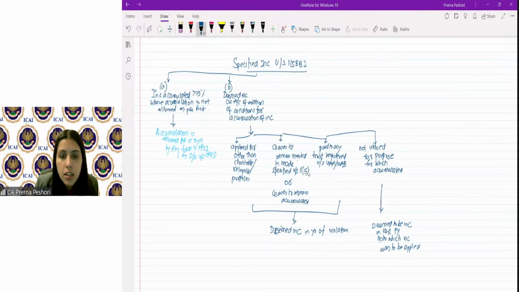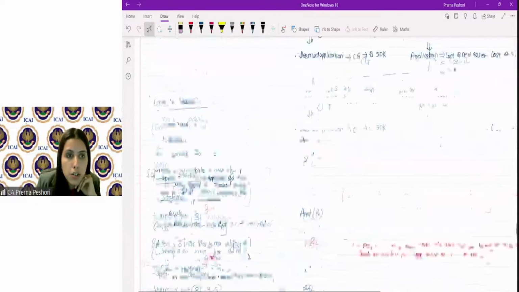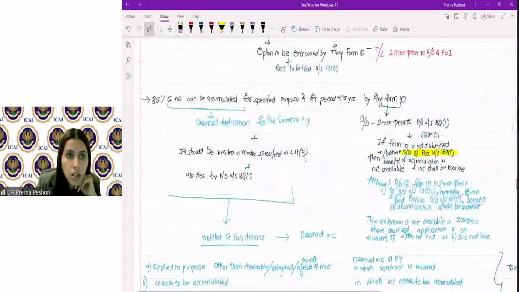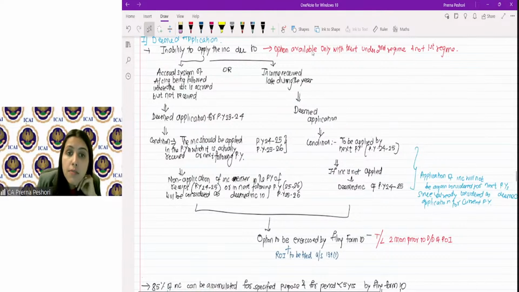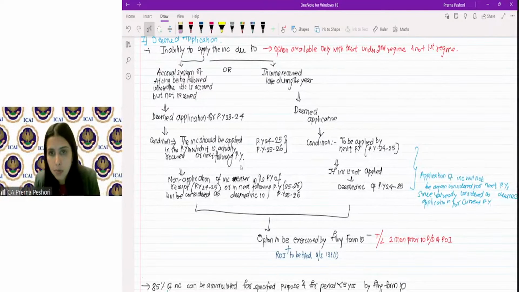Okay. Then what is the fourth scenario? Deemed income on account of violation of the conditions which are basically in relation to the income not received or income received late. So if the income is not received during the current year or income is received late, then it is considered as deemed application, but the condition is that the income should be applied in the previous year in which actually received or the next following year, and in case it is received late, then it is to be applied in the next previous year. If income is not applied, then this will be considered as deemed income, right?